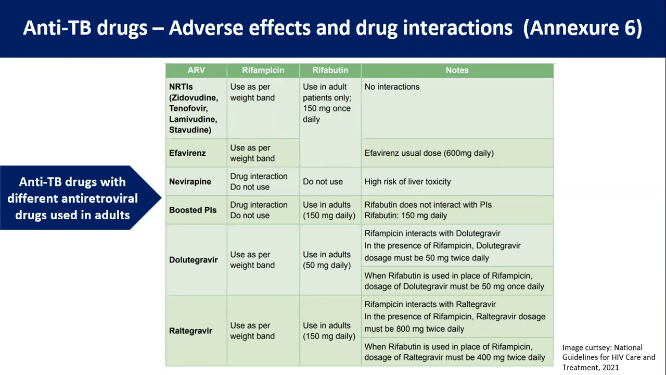Now, dolutegravir can be used both with rifampicin and rifabutin. In case of rifampicin, it has to be given twice a day, that is 50 milligram twice a day, with a gap of 12 hours. And in case of rifabutin, it has to be given 50 milligram once a day. And raltegravir also, similar to dolutegravir, can be used as per weight, but twice daily. Otherwise, we prescribe it 400 milligram twice daily. But in the presence of rifampicin, it has to be 800 milligram twice daily. And in case of rifabutin, it can be prescribed 400 milligram twice daily.